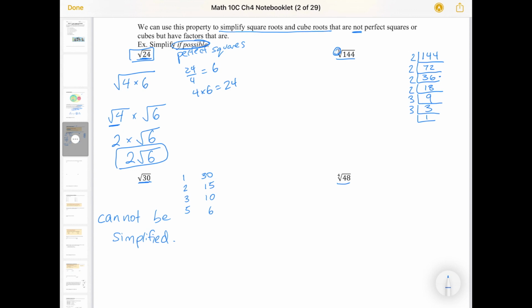All right, and my prime factorization here is 2 to the 4 times 3 squared. So that's just prime factoring 144. We can make sure that we are right. Put that in your calculator, and yep, that is 144.